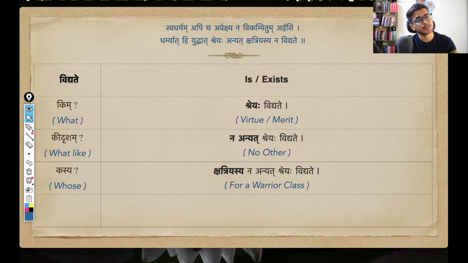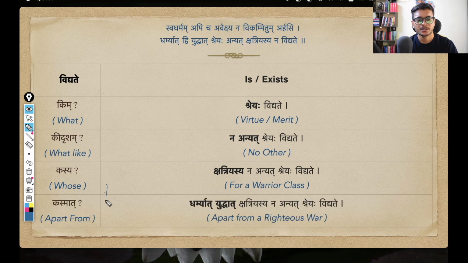But this statement that no other virtue exists, this is in comparison to what? Krishna is comparing this to what? Compared to what, or apart from what, no other virtue exists? Kasmat na anyat shreyah vidyate. We use this Panchami Vibhakti when we have to show comparison, right? So, compared to what or apart from what no other virtue exists? And the response we get is dharmyat yuddhat kshatriyasya na anyat shreya vidyate.